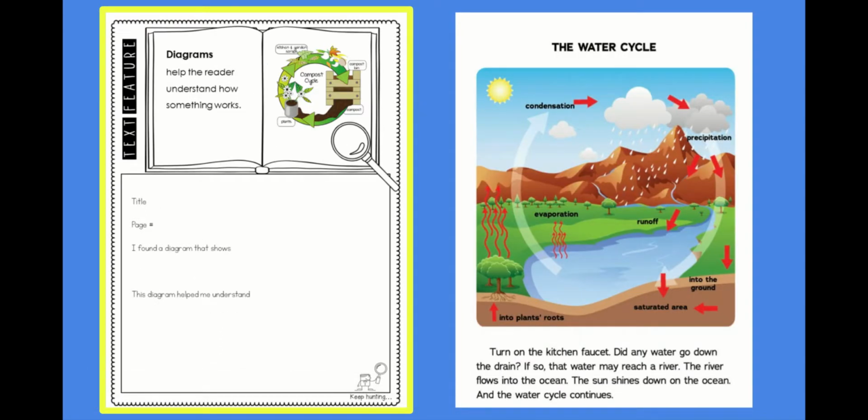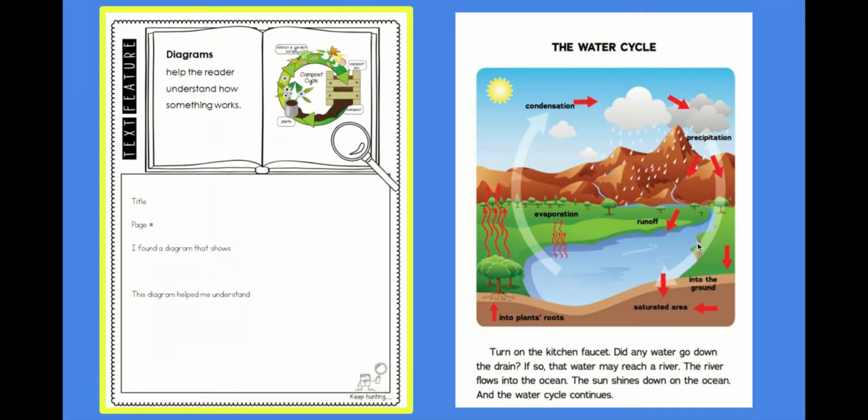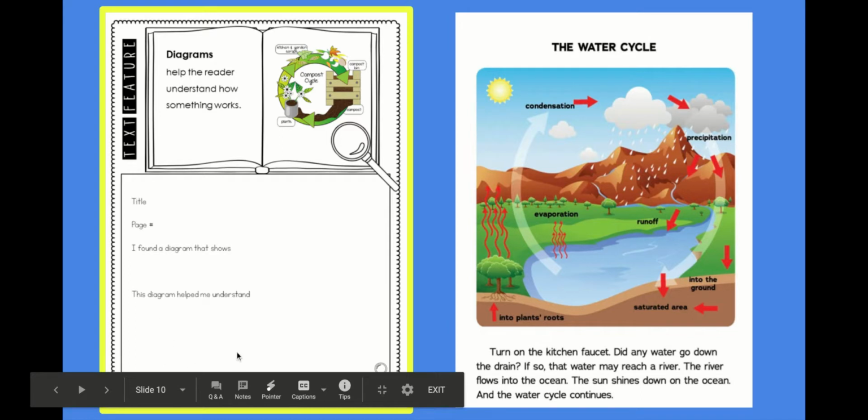The next text feature that I'm going to talk about are diagrams, and diagrams help the reader understand how something works. So I found this diagram of the water cycle in my water cycle book on Epic. I'm going to write down the page number that I found it on, and this diagram is obviously showing us the water cycle, and the diagram is helping me understand how the water cycle works. But I might write a little bit more detail than that because I have a lot of room and I only have to find one diagram.